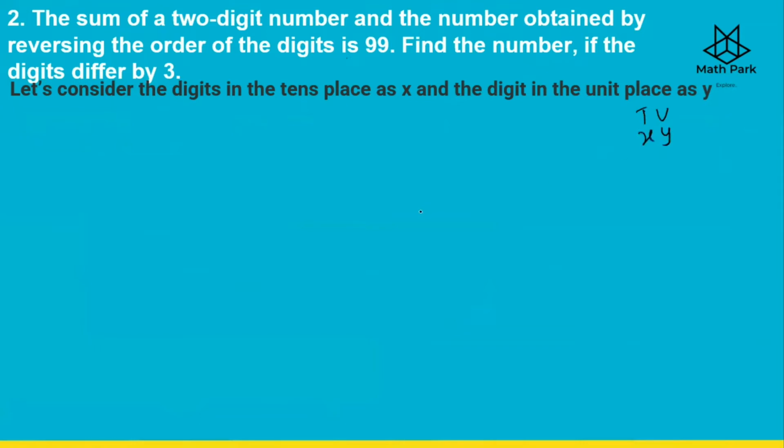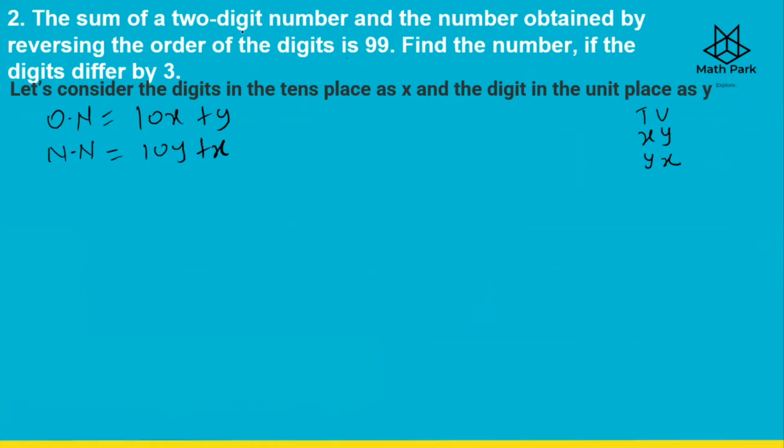So how do we get the original number? The original number is equal to 10x plus y. We have place values, I have already told you in the previous video. So the sum of the 2-digit number and the number obtained by reversing the digits: if you reverse, the y comes in the tens place and x goes in the units place, and then the new number after reversing the digits becomes 10y plus x. Okay, this is important to write.